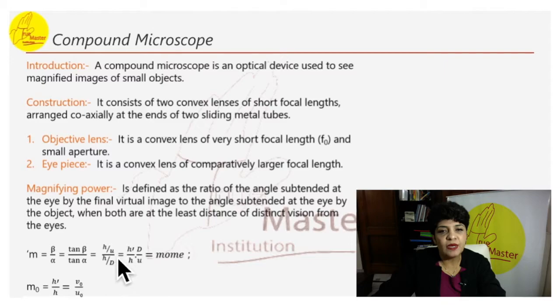So this will be H dash by U and H by D, which is equal to H dash by H. So we get the product as MO. What is O? O represents the magnification of the objective lens. MO is the magnification of the objective lens multiplied by the magnification of the eyepiece. So the final formula for the magnifying power will be the multiplication of these two. And we know that magnification of the eye is V naught by U naught, right? So let's have a look. V by U is the general formula for magnification. So that's why I'm saying magnification of the eye will be V naught by U naught. Okay, let's look here.